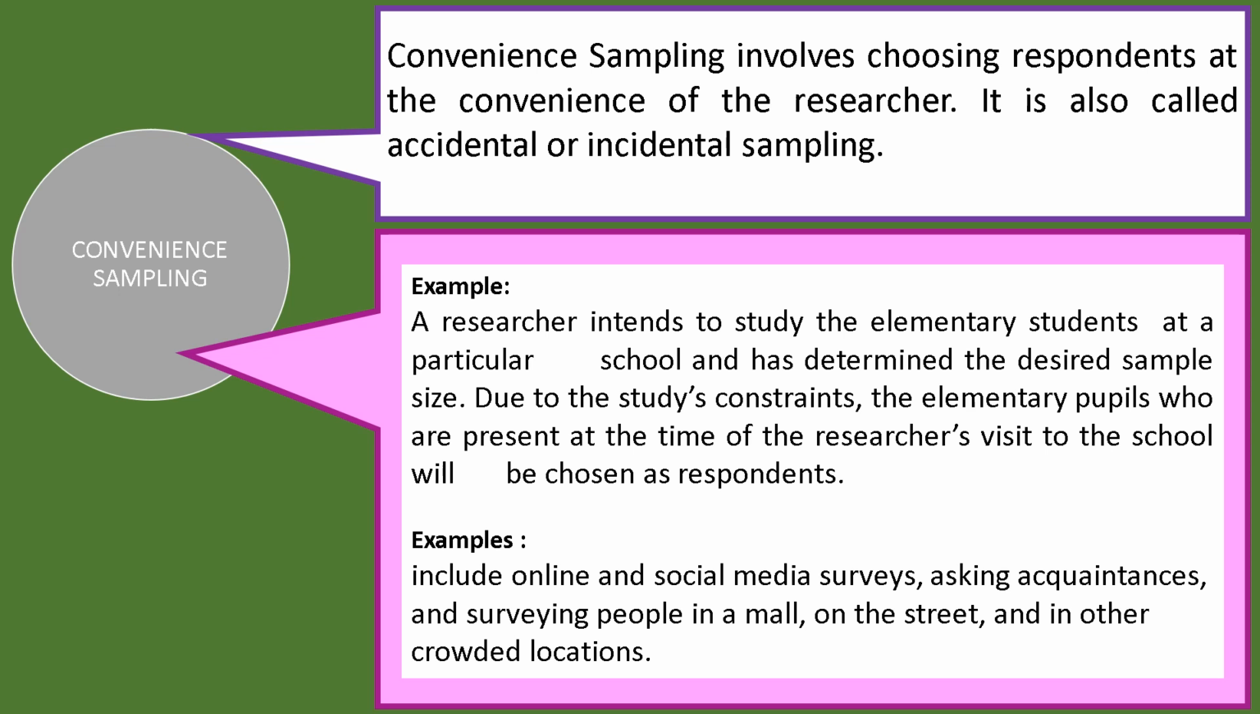Convenience sampling involves choosing respondents at the convenience of the researcher. It is also called accidental or incidental sampling. A researcher intends to study the elementary students at a particular school and has determined the desired sample size. Due to the study constraints, the elementary pupils who are present at the time of the researcher's visit to the school will be chosen as respondents. Other examples include online and social media surveys, asking acquaintances, and surveying people in a mall, on the street, and other crowded locations.